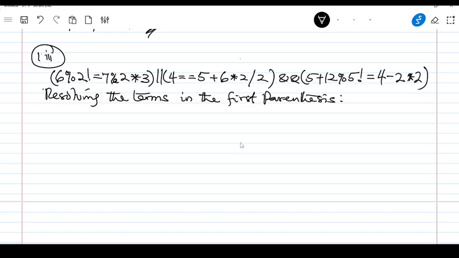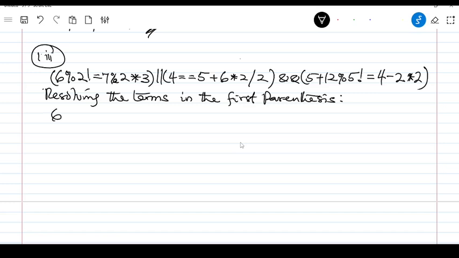So the first parenthesis is this one. Whatever is inside of this bracket, we are going to do that resolution now. First, we have the modulo, the multiplication, and this not equal to. So we're going to treat the modulo first.